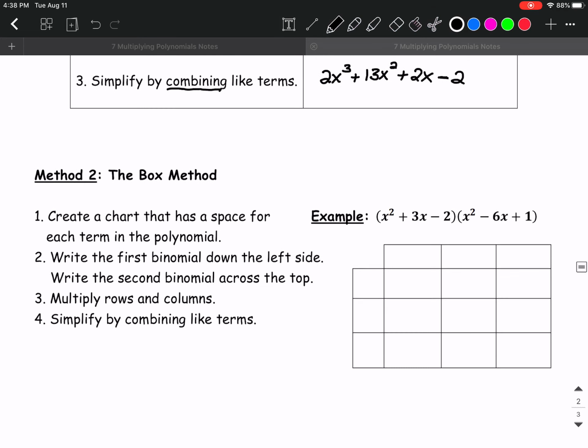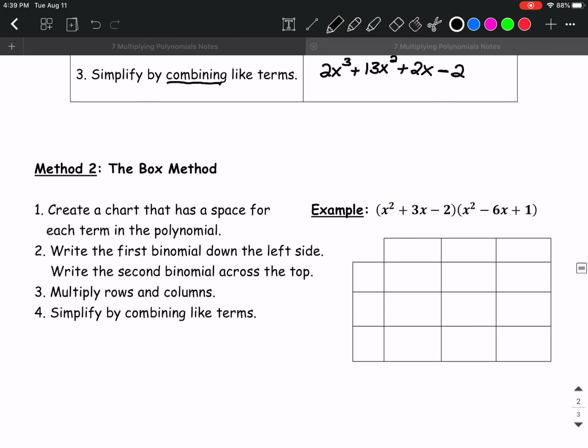Let's try one more, but this time we'll use your box method. Okay, so remember, this time we're going to look at x squared plus 3x minus 2 times x squared minus 6x plus 1. So we're going to create a chart that has a space for each term. So since the first polynomial has 1, 2, 3 parts, we need 1, 2, 3 rows. And then because the second one has 1, 2, 3 parts, we need 1, 2, and 3 columns.